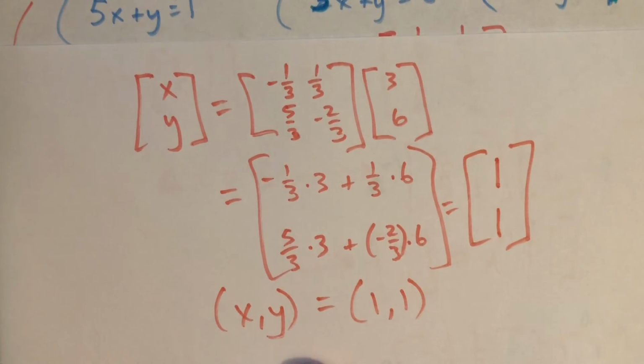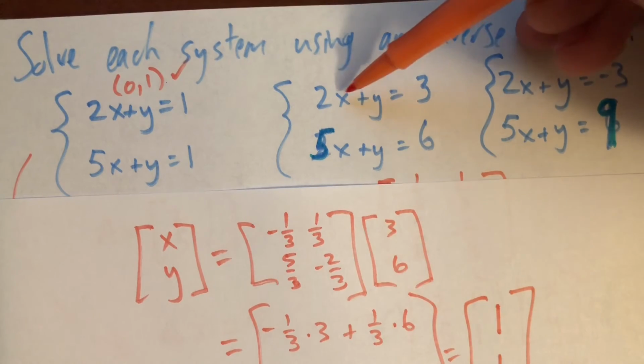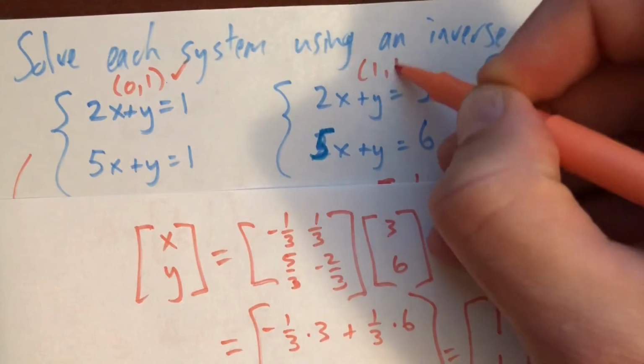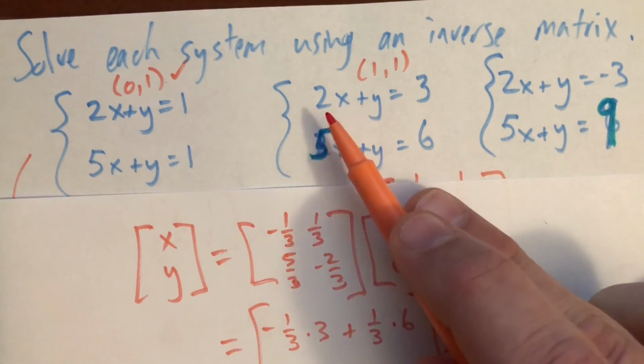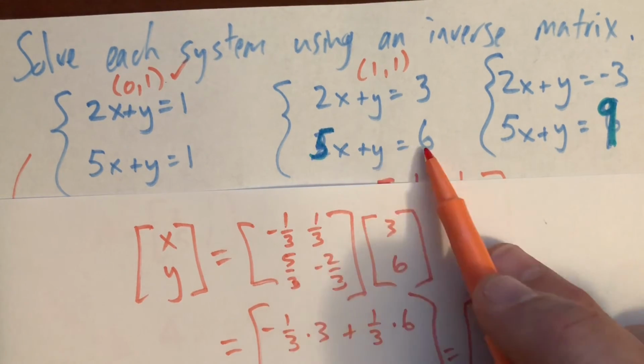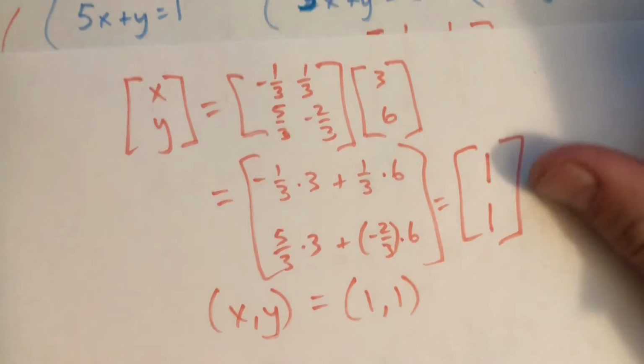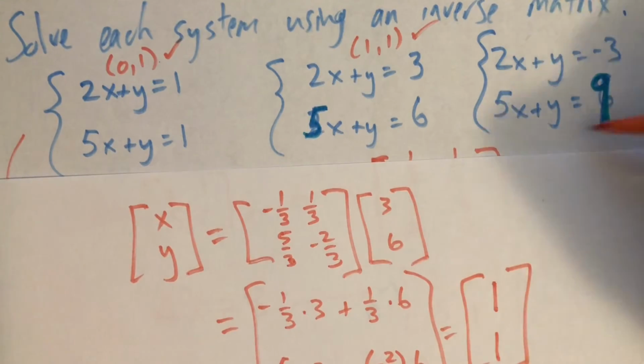All right, I was off the screen there. So let's now plug this back up into here and see if it made it true. I can put a 1 here and a 1 here. I got 2 plus 1 is 3. That's true. 1 here, so that's 5 plus 1, that's 6. That worked out. Good. And now we can go ahead and find our third solution.